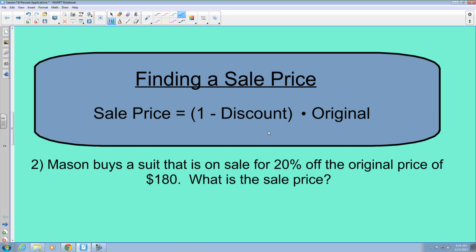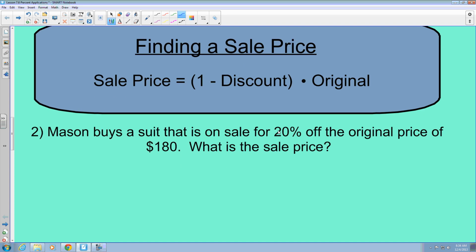The next thing we're going to talk about is finding a sale price. For the sale price, you're going to take 1, which is 100%, minus the discount percent as a decimal, and multiply it by the original value. So if Mason buys a suit that is on sale for 20% off the original price of $180, what is the sale price?